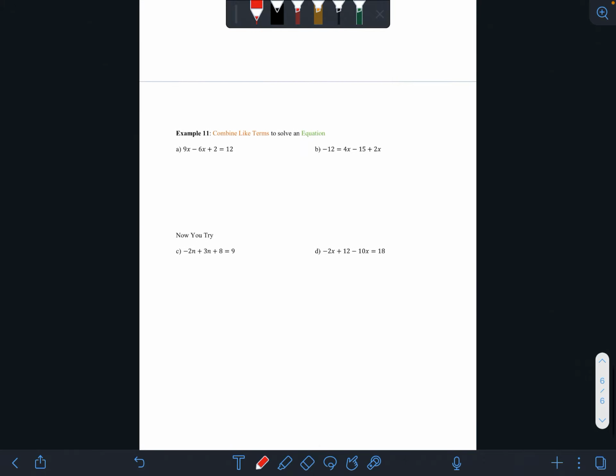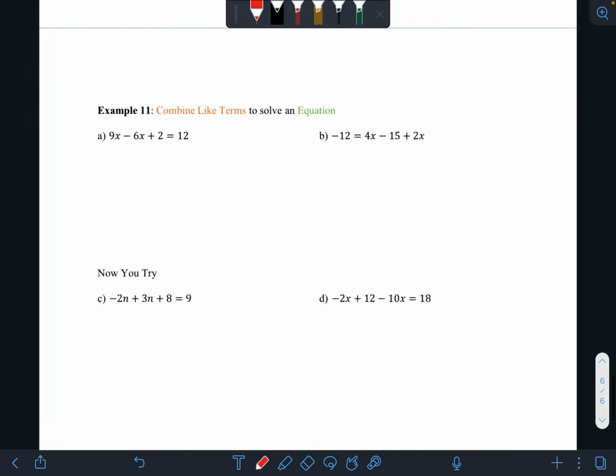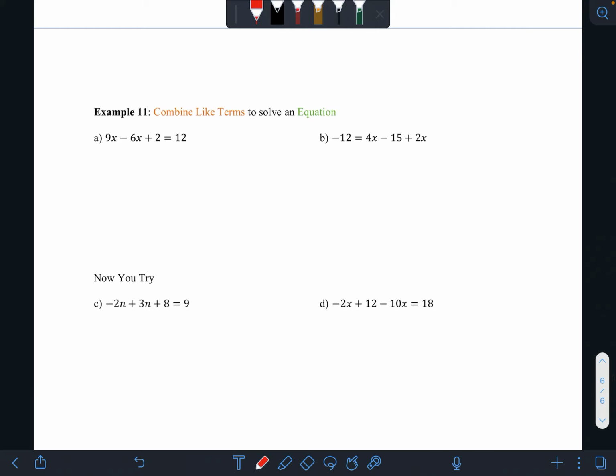Okay. Now, these last couple ones require an extra step. In this case, what we're going to do is be combining like terms. So if you struggle with combining like terms, you may want to go back and do the practice on Delta Math for combining like terms. But you'll see that it leads to our same problems we just did. There's just an extra step.